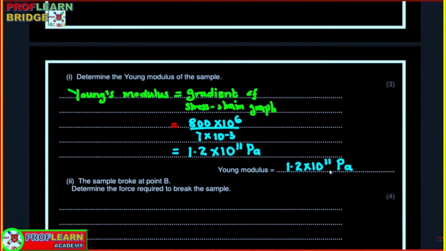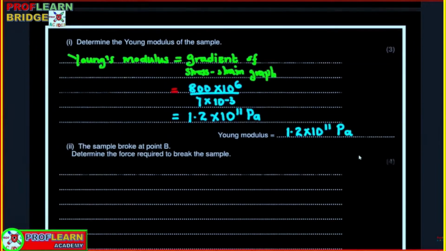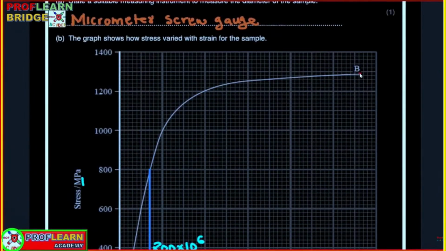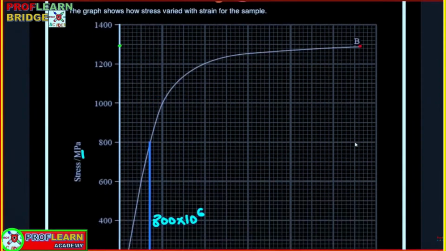We need to move down and determine the force required to break the sample. We can see the information provided. We have the Young's modulus. Now B is the breaking point, the maximum force that can be applied in order to break this object. Then we can check the stress at point P, the stress which corresponds to B. Once we have that stress, we can use the concept of stress, that stress is equal to force over the cross-section area.